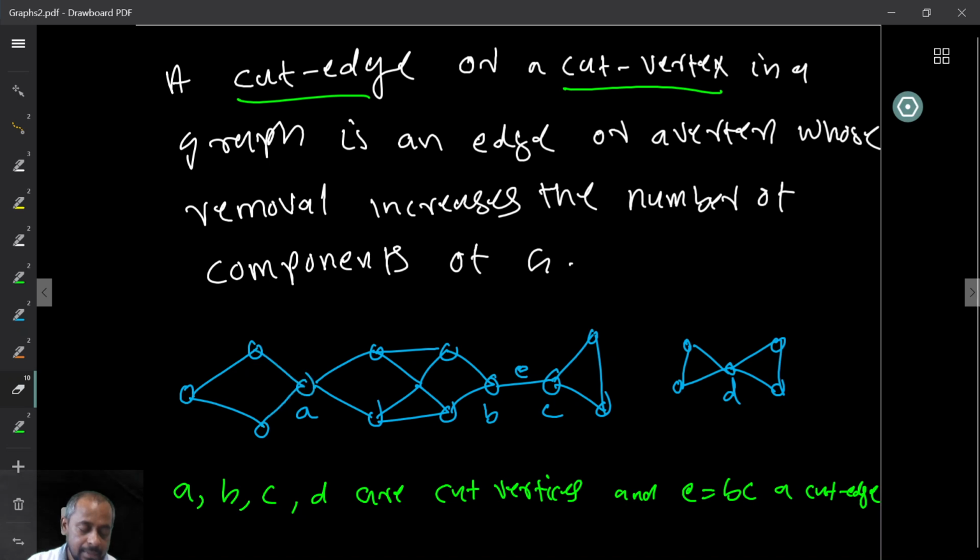Similarly, D is a cut vertex. If I remove D, the number of components increases. Similarly, C and B are also cut vertices. You can verify that these are precisely the cut vertices of this graph. If you remove any other vertex, it does not increase the number of components.